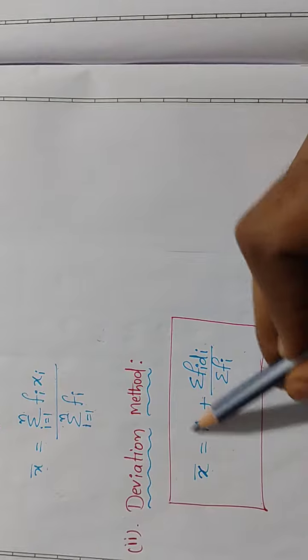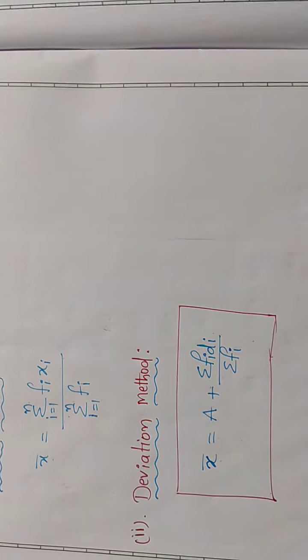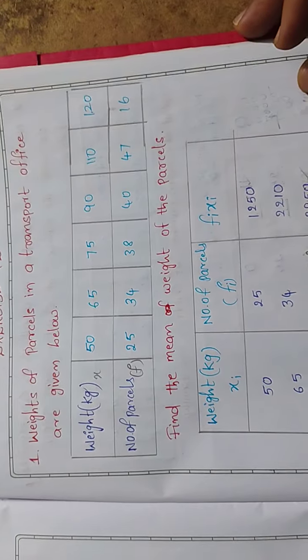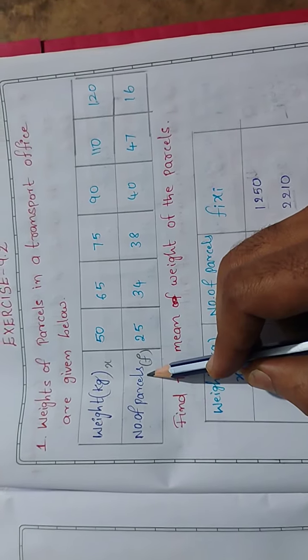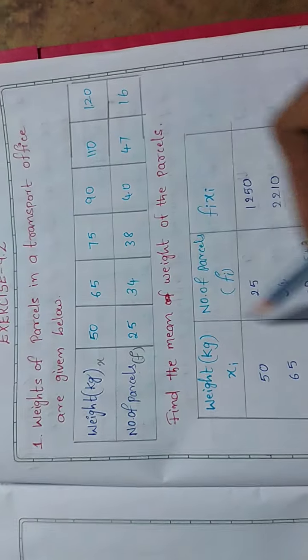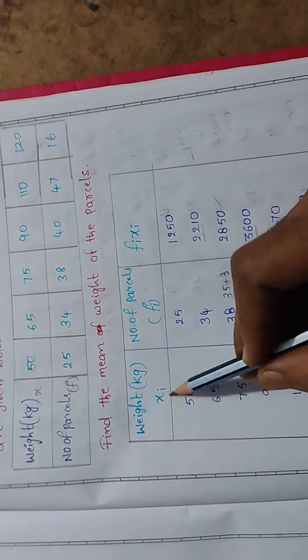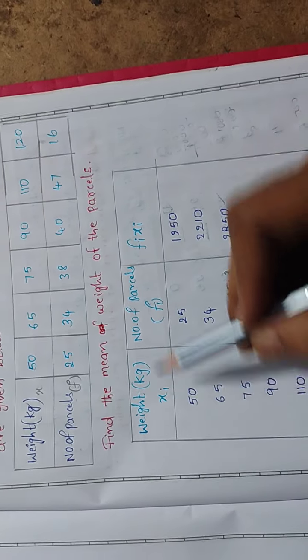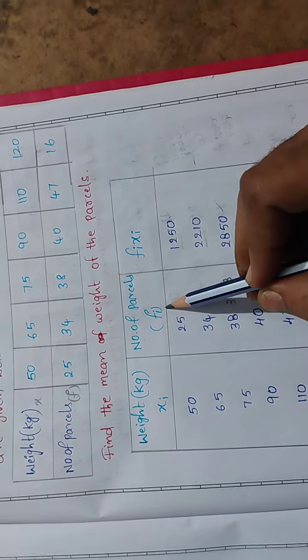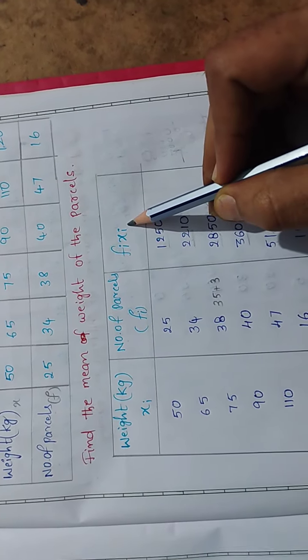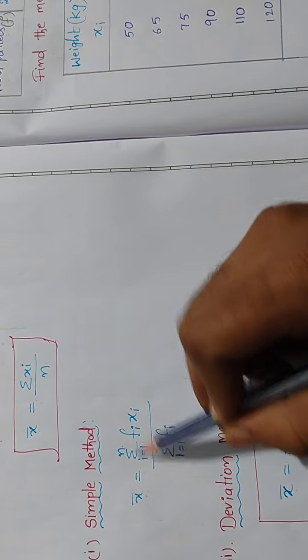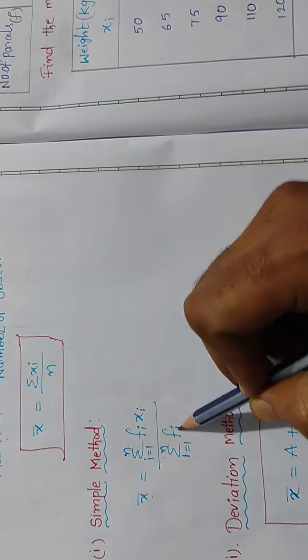Here we are assuming data. For example, in the normal method, look at the given data: weight is given and number of parcels is given. This is a 9th class problem. First arrange it: weight is xi, the mid value, and number of parcels is the frequency. First we have to find fi xi as per the formula. What is the formula? X bar is equal to sigma fi xi by sigma fi.